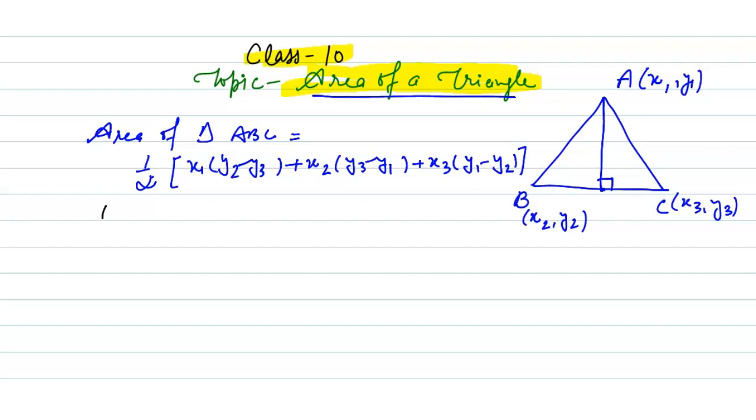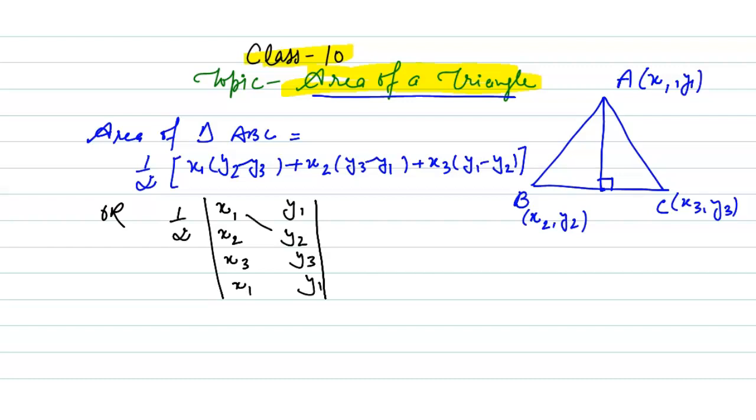Another option we also have here. It is given by 1 by 2, using the absolute column method. Write down the first vertex, second vertex, third vertex, and repeat the first. Firstly we go downside, then we go with minus symbol upside, as we use in the cross multiplication method. Downside as it is, upside negative. By this method we can also calculate the area of a triangle. So we have the first example.